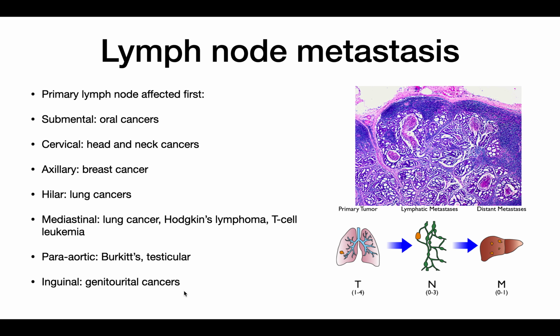So the primary tumor is going to be affected first, and as you can see here, the follicular hyperplasia is starting to get disordered, and once they have ruptured through the vessels and enter the circulation, it's going to metastasize.